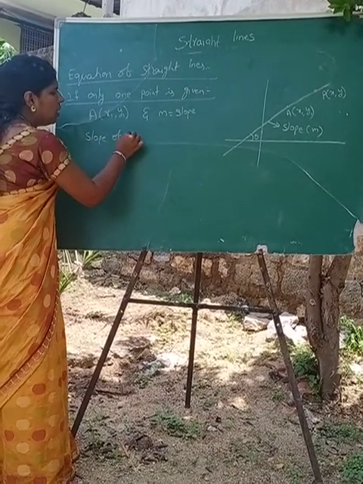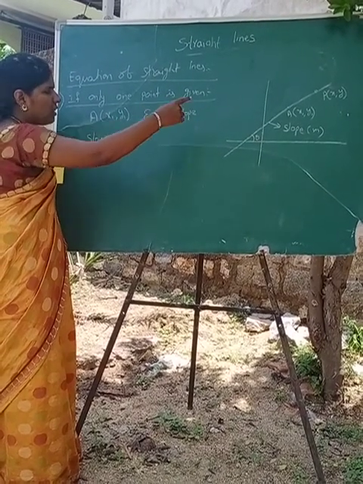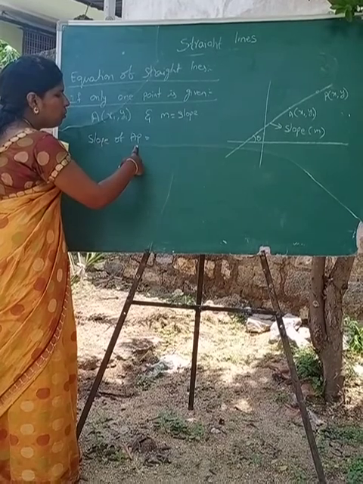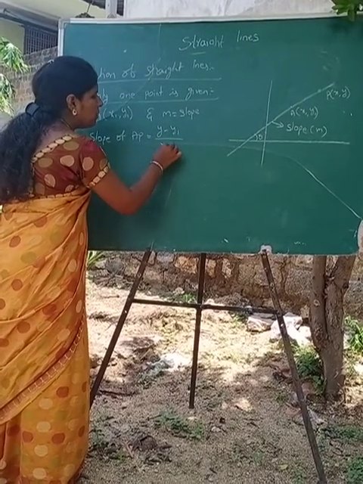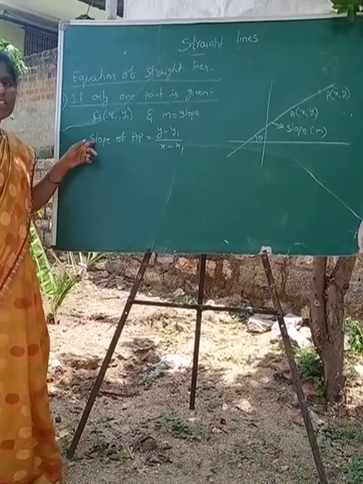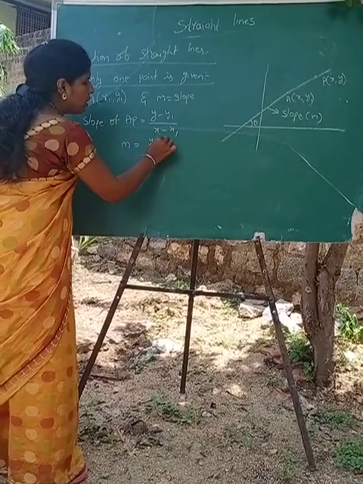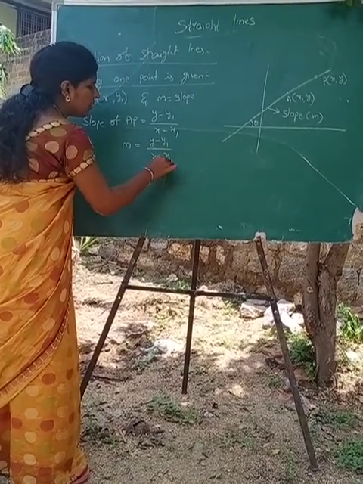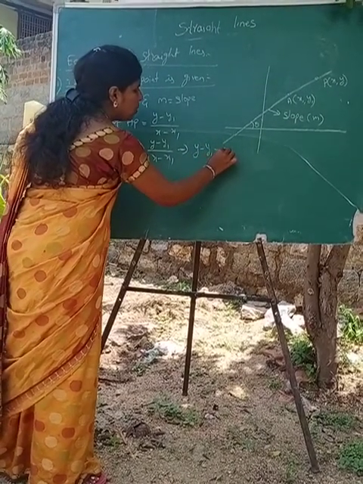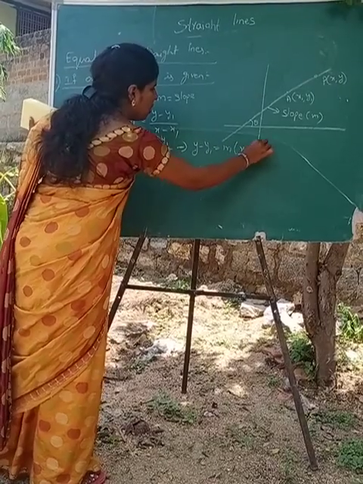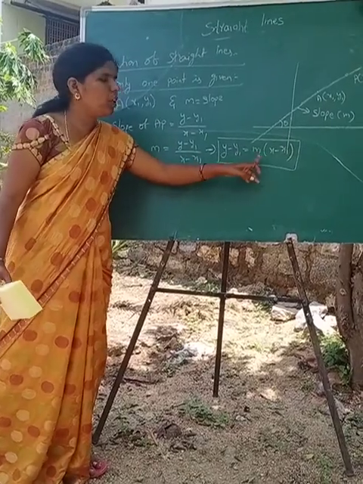Slope of AP, where A is x1 y1 and P is x comma y. So I'm going to write the slope formula. The slope formula is represented as y minus y1 by x minus x1. But we already know that the slope is denoted with m, so substitute m here: m equal to y minus y1 by x minus x1. Taking cross multiplication, we get y minus y1 equal to m into x minus x1. This is the equation of a straight line when one point is given with slope m.